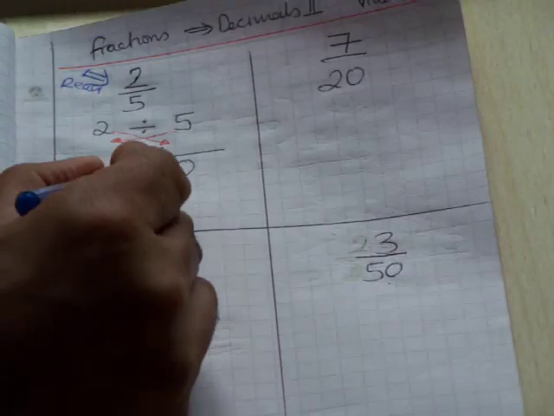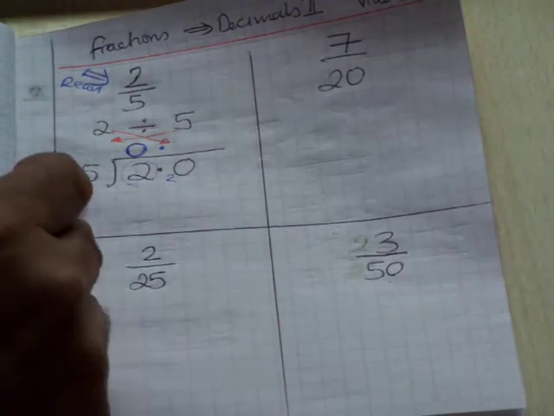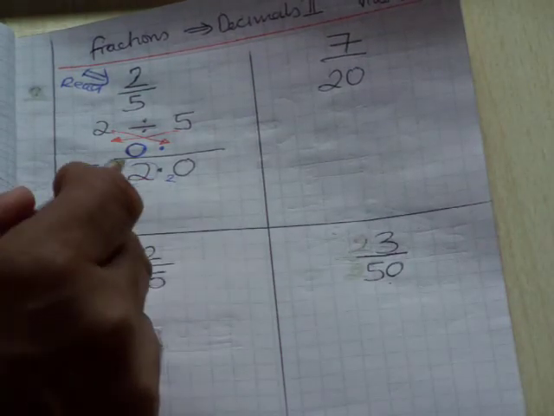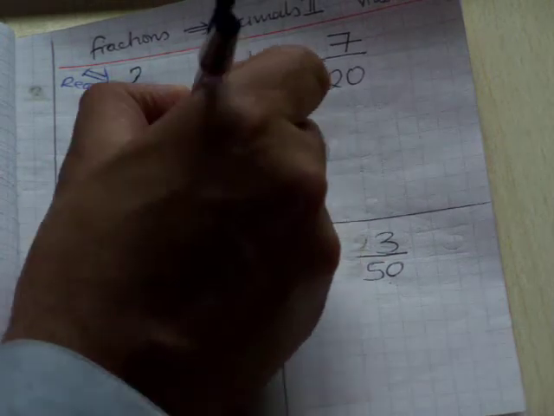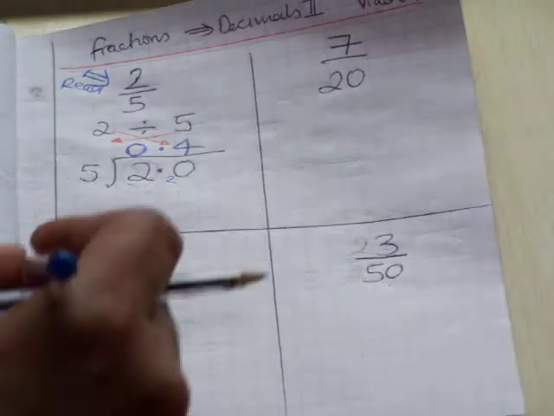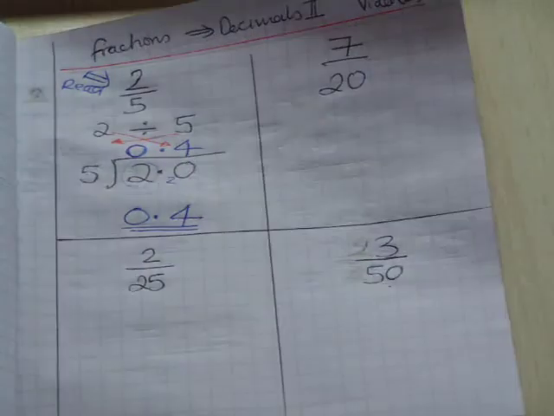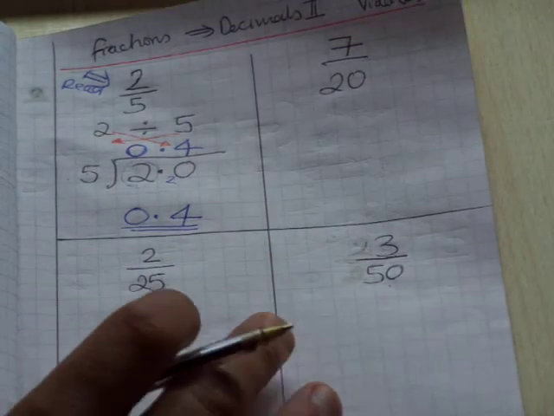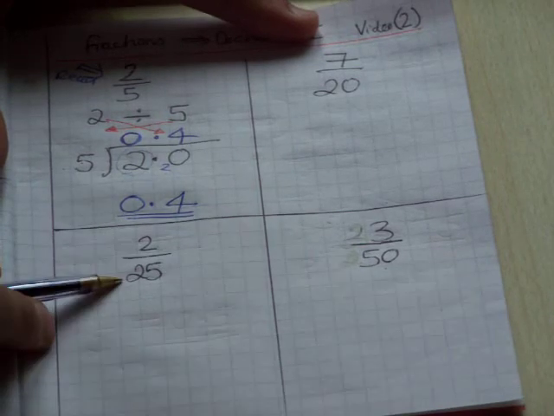This whole number here becomes the remainder, the whole number. So now we're saying how many 5s go into 20? How many groups of 5 friends can you make from 20? And the answer is we can make 4 groups. So the answer is 0.4. Done.